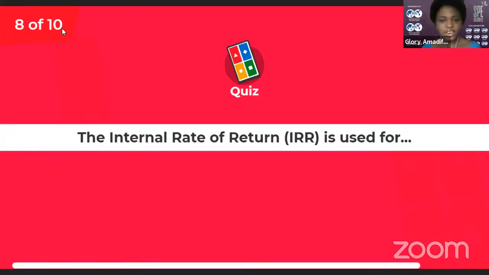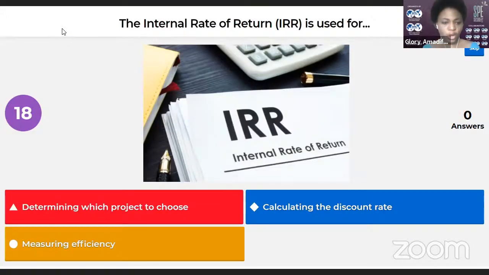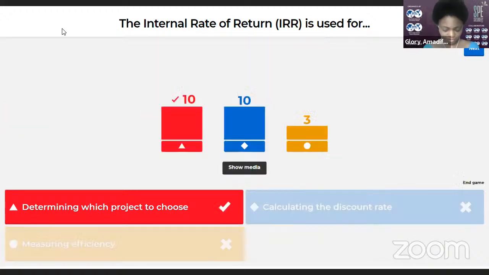The internal rate of return is used for determining which project to choose, calculating the discount rate, measuring efficiency. So which is it? Internal rate of return. It's determining which project to choose.